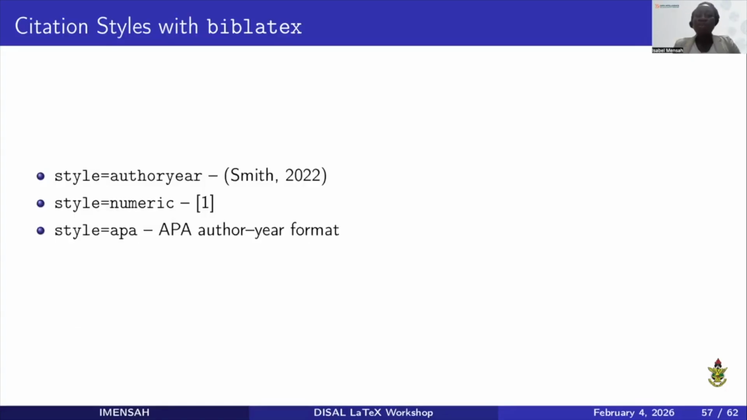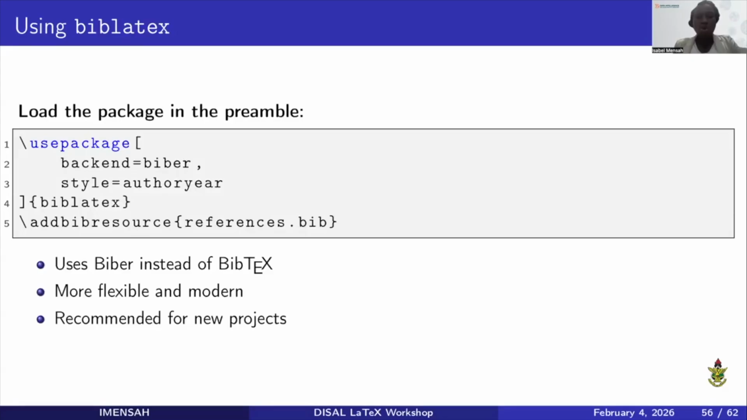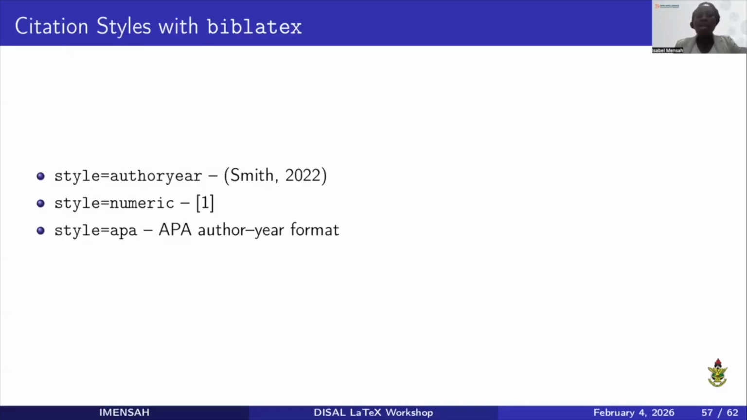So these are the different styles that we have. So we see that in the square bracket, we define the style, author-year. We have different styles. So you can do authoryear to get it this way, Smith 22. If you want it to be numbers, you do numeric. And then if you want the style to be APA-like or Harvard or any of them, you specify it here. That is why we say the BibLaTeX is more current. It's more flexible.